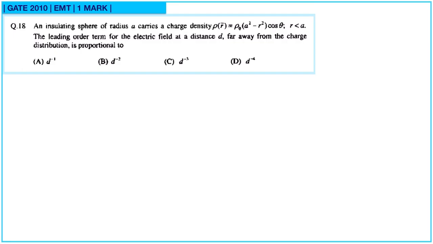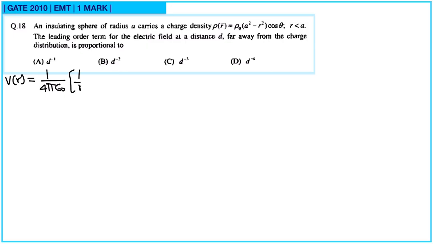Question number 18. An insulating sphere of radius a carries a charge density rho of r equal to rho naught in bracket a square minus r square, cos theta, where r is less than a. The leading order term for the electric field at a distance d far away from the charge distribution is proportional to. So for this we will use multipole expansion and find the potential first, and then from there we can calculate the electric field. So V of r is equal to 1 upon 4 pi epsilon naught.